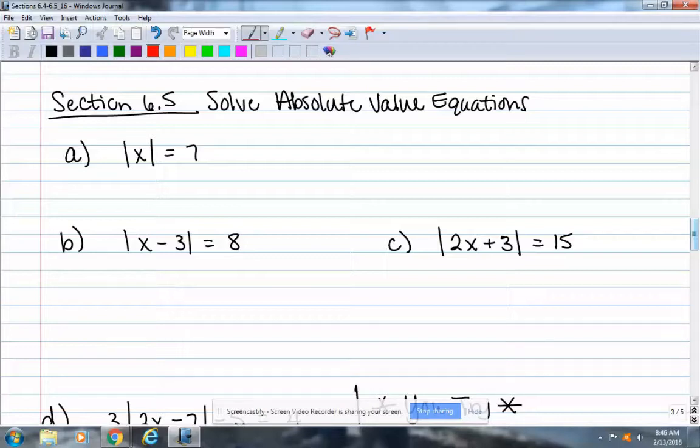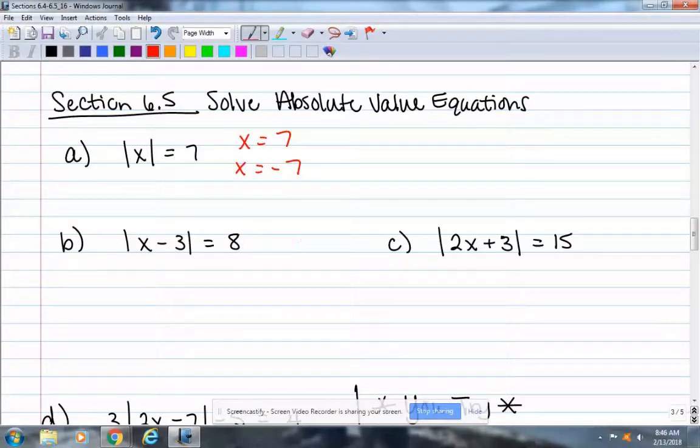2 numbers actually have an absolute value of 7. What 2 numbers have a distance of 7 from 0 on a number line? Yeah, so on this one, you just write x equals 7 and x equals negative 7, because both of those numbers have an absolute value of 7.